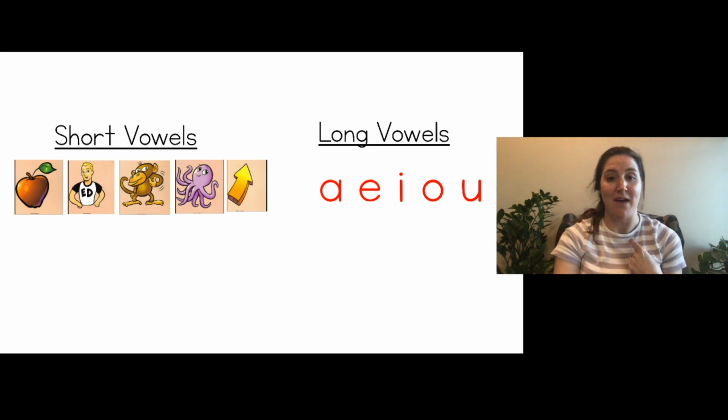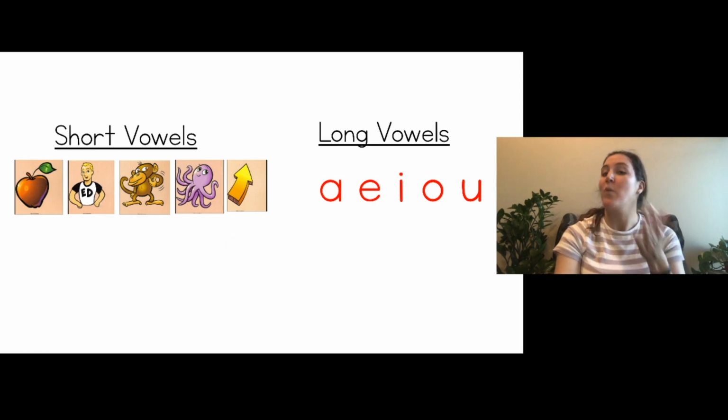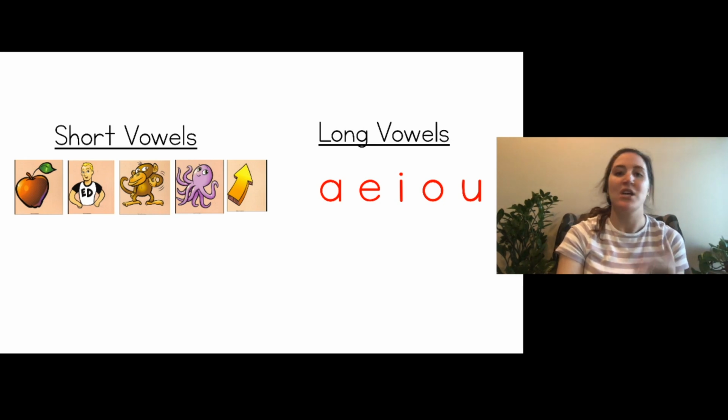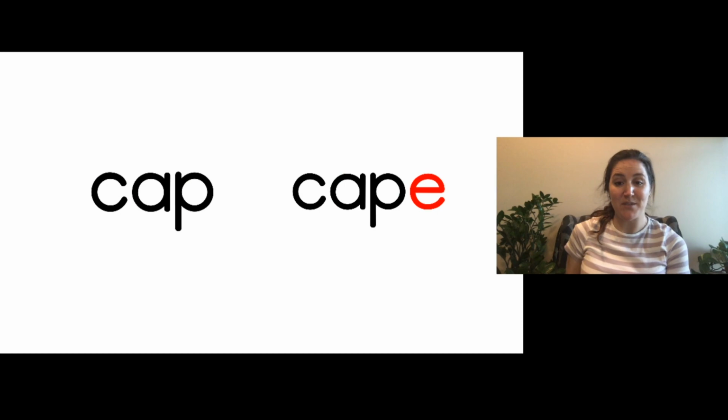Our short vowel sounds are a, e, i, o, and u. And then our long vowel sounds are when we hear the letter saying its own name in the word. So when we hear the vowel saying A, E, I, O, or U in the word, that's a long vowel sound.